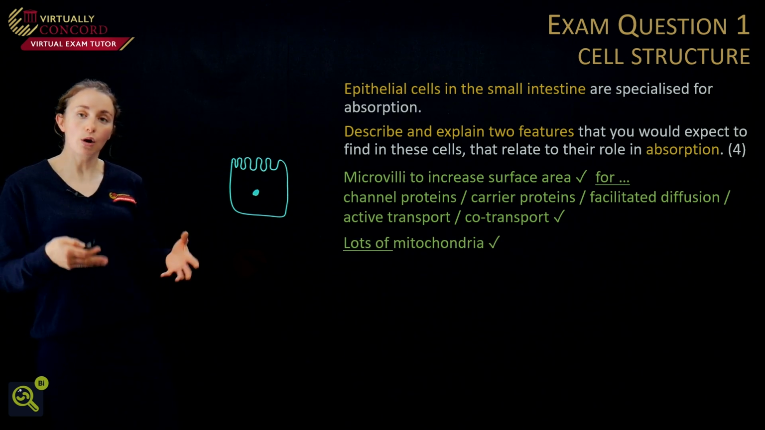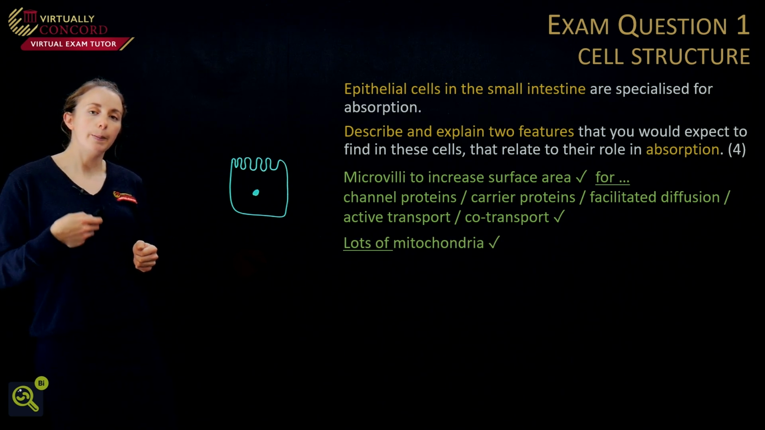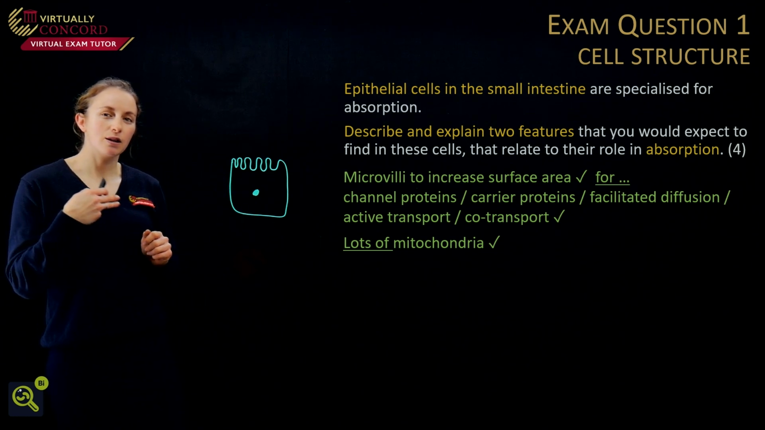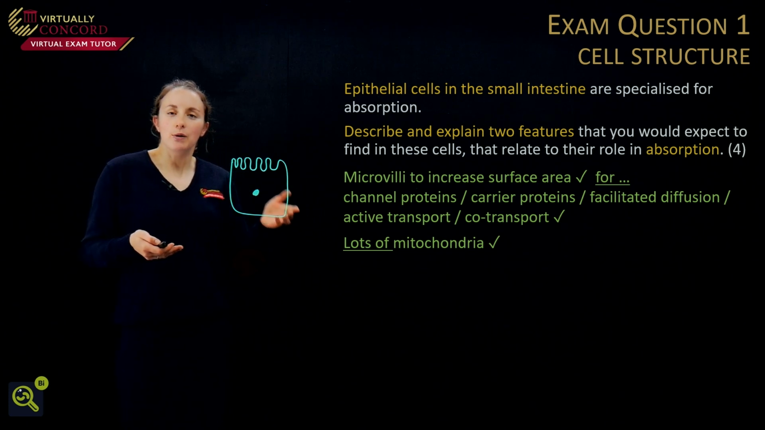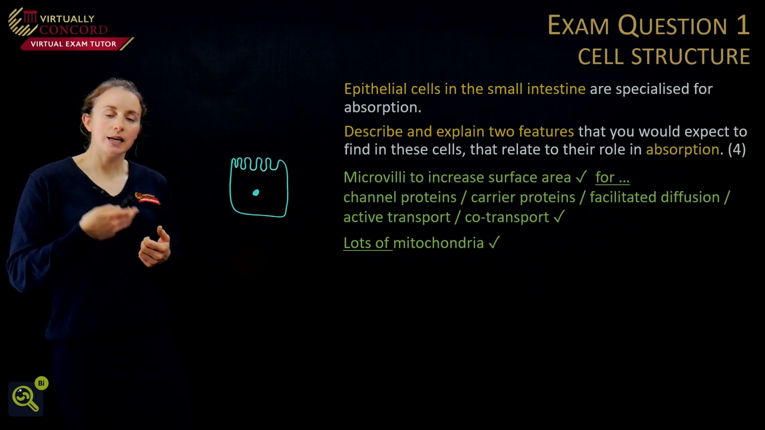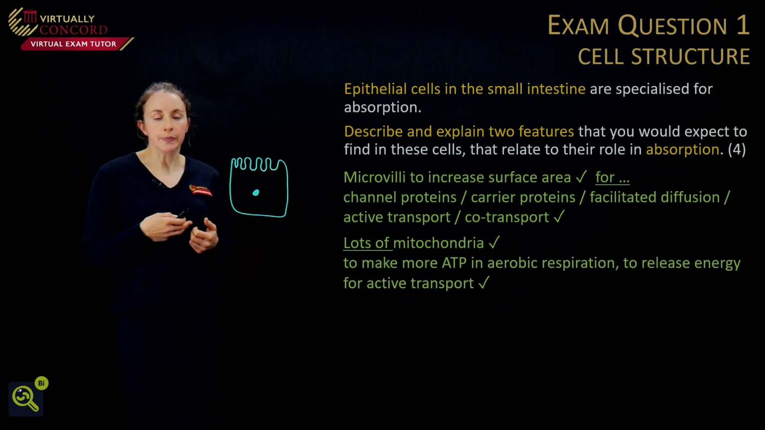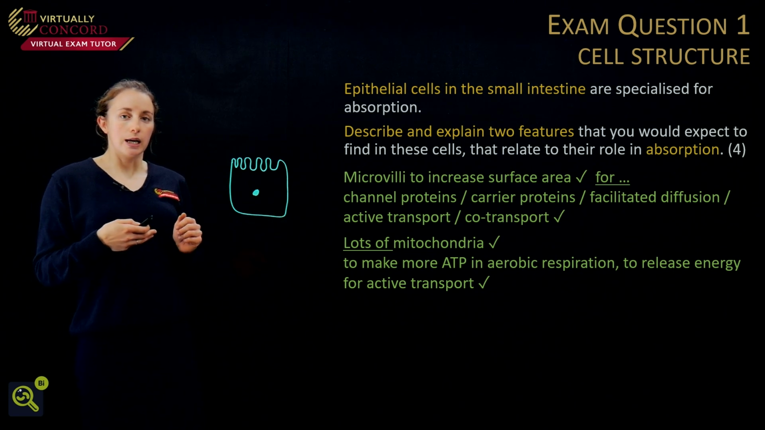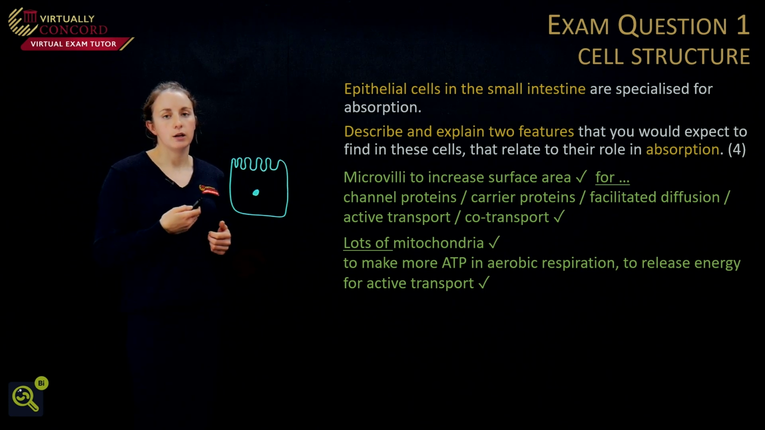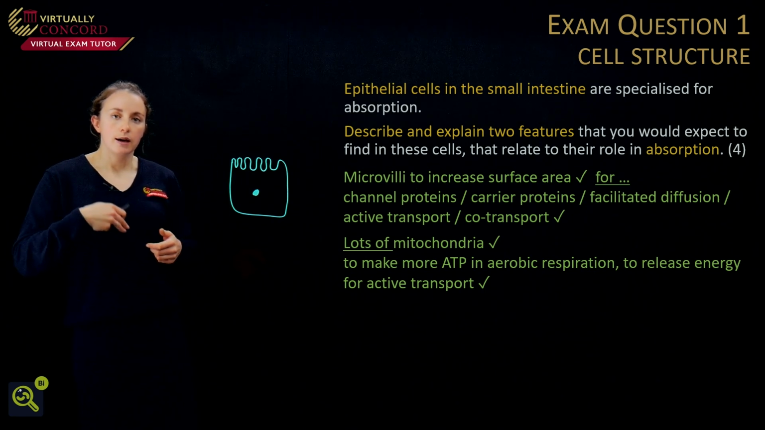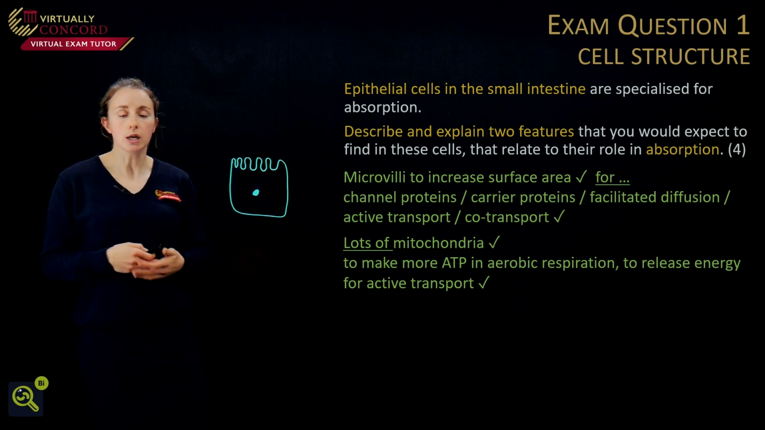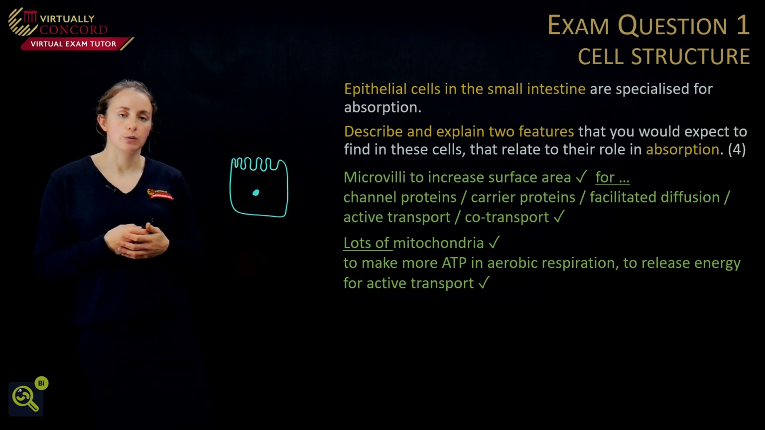Second marking point is saying that there are lots of mitochondria packed inside this little cell. And again, what are those mitochondria for? And we need to stress that there are lots of them because loads of other kinds of cells all have mitochondria, but this one in particular has extra mitochondria because it's doing lots of active processes, and particularly it's active transport that requires ATP. And I've written a really wordy explanation here, but it is important if you're writing about ATP or respiration, you need to be including lots of detail. So the mitochondria are there to make ATP in aerobic respiration, and that's to release energy for active transport. So lots of explanation there, but it is important.